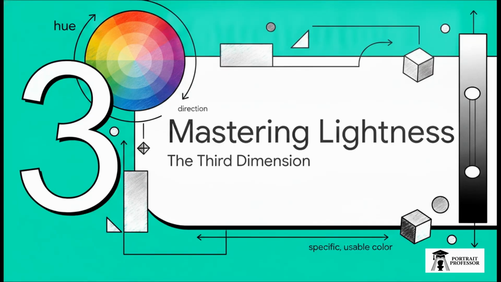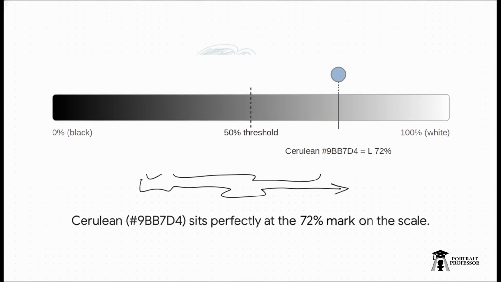All right, on to section 3, mastering the lightness scale. Here's the thing, hue alone is really just a direction.